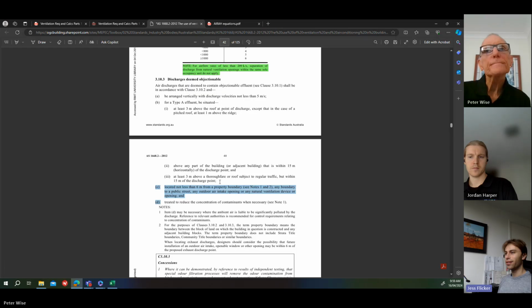Yeah, it's that part that I don't understand. Well, the previous one was it's got to be higher than any other part of the building that's within 15 metres. Like, what is the discharge point? Is that like air discharges? At least within 15 metres of discharge. I'm not sure. At least 3 metres above a thoroughfare or roof, subject to but within 15 metres.